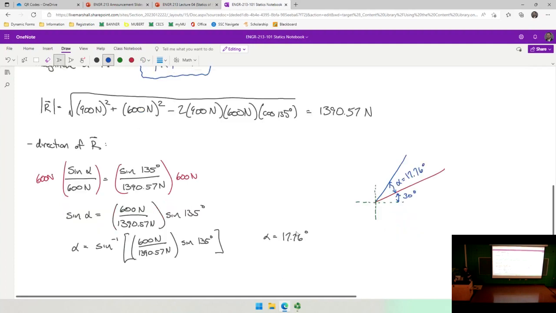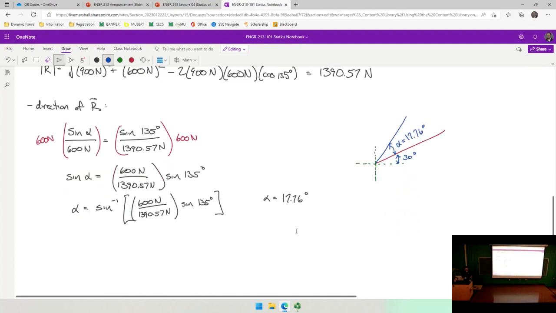Now, when I express vectors, what I typically try and do is say, okay, here's my answer. Here's the vector. Vectors are defined by two things, a magnitude and a direction. So let's start off with the magnitude. The magnitude in this case is 1390.57 newtons.